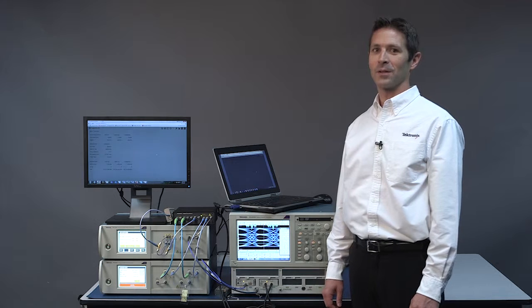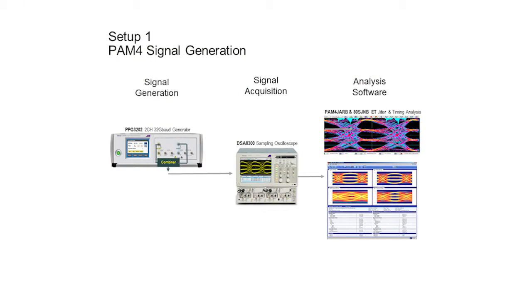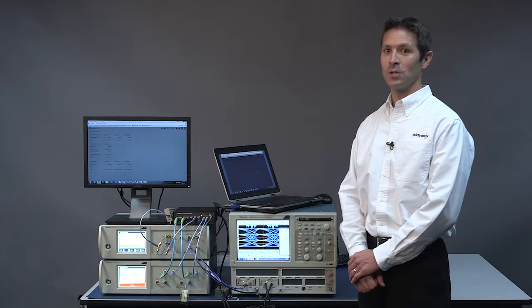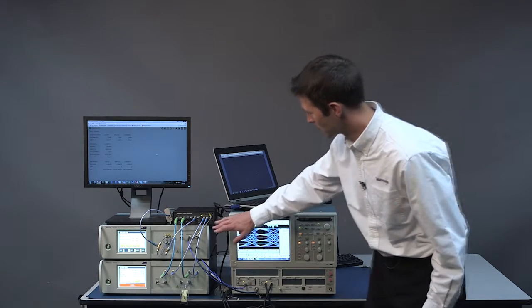In this segment, I will demonstrate generating a PAM4 signal using a Tektronix high-speed pattern generator. I will then analyze this signal using a Tektronix high-speed sampling oscilloscope. We are using the Tektronix PPG 3202 2-channel 32 gig pattern generator for this setup. That instrument is shown right here.